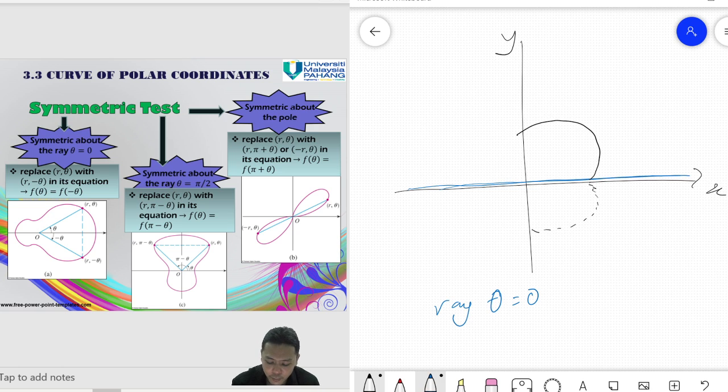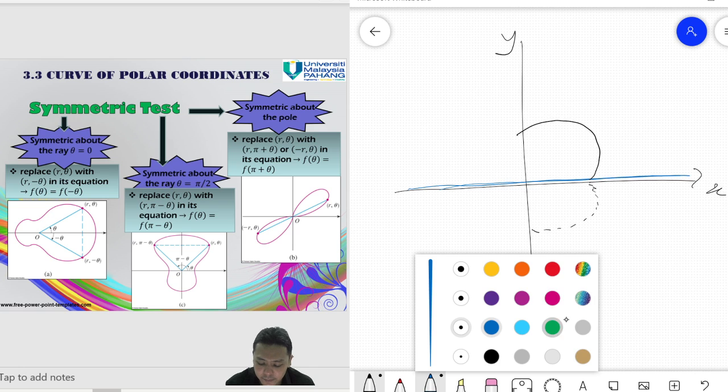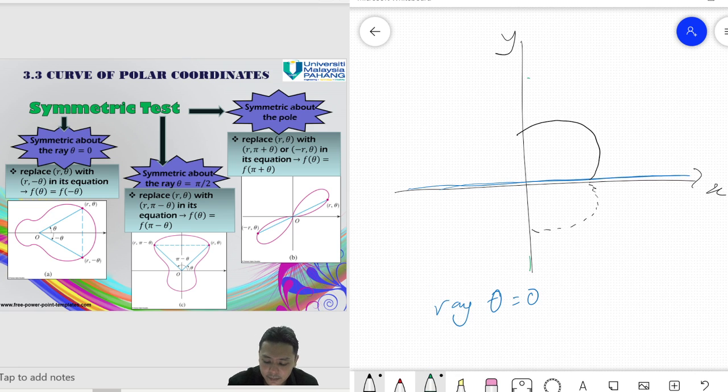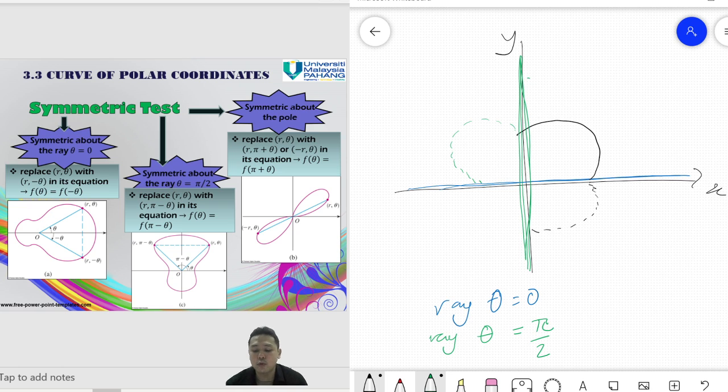Vice versa, if you put ray theta equals pi over 2, here, pi over 2, 90 degrees, so it will be at the y-axis. Then you imagine that this curve will be a mirror image to the pi over 2. So the two major things that need to be focused on are ray theta equals 0 on the x-axis and ray theta equals pi over 2 on the y-axis.